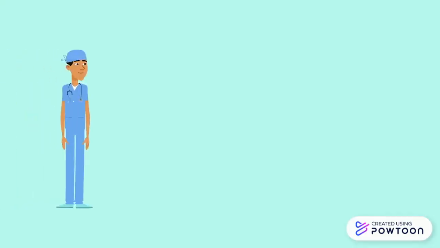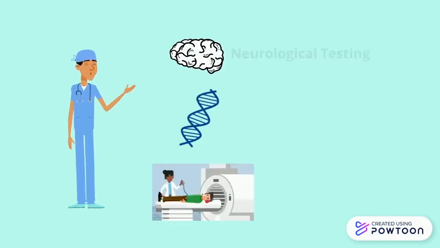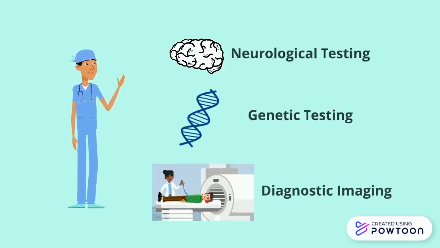Health professionals conduct many tests to diagnose HD. A physical examination is first taken to observe the symptoms. The tests to determine the severity of the disease include neurological tests, genetic tests, and diagnostic imaging, such as MRI.